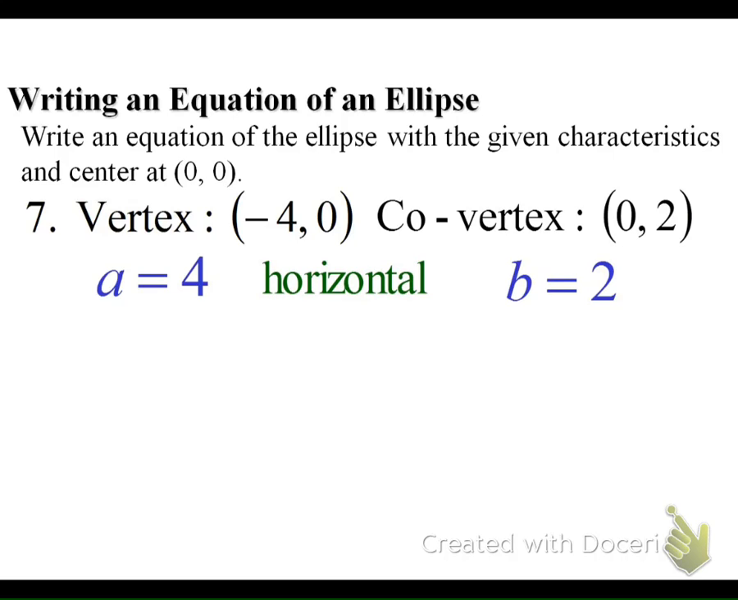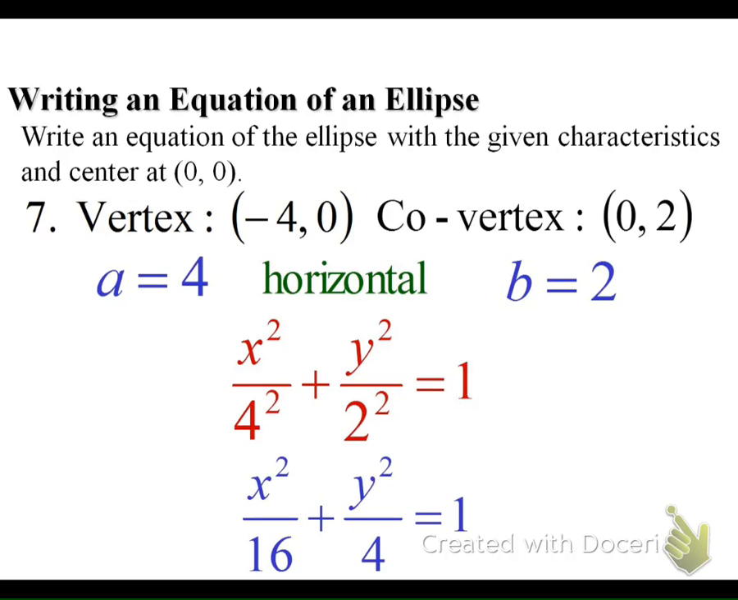So where does the A go? Under the X, good. And of course square it, also square the 2. When you simplify those, you get x squared over 16 plus y squared over 4. And an ellipse always equals 1. Questions?